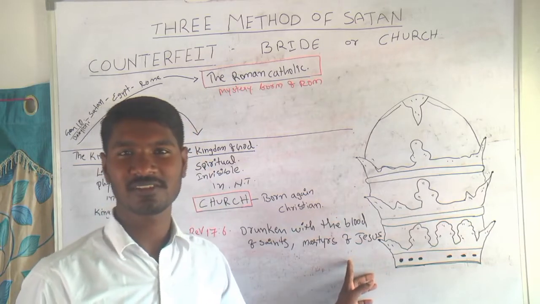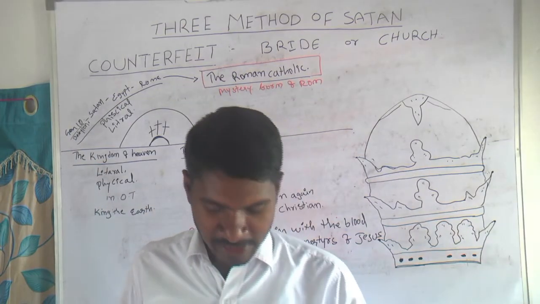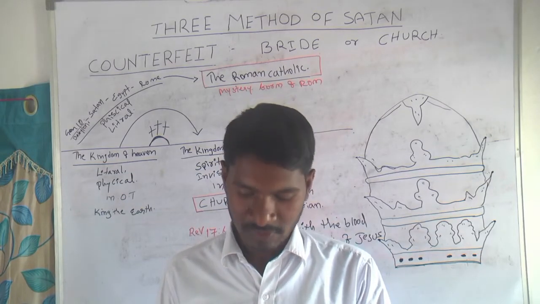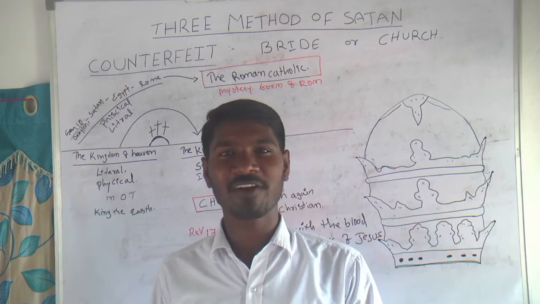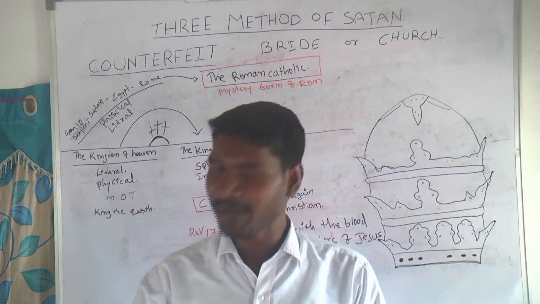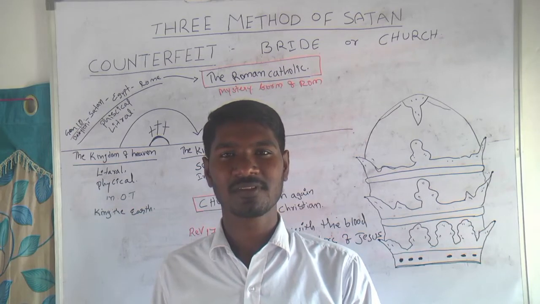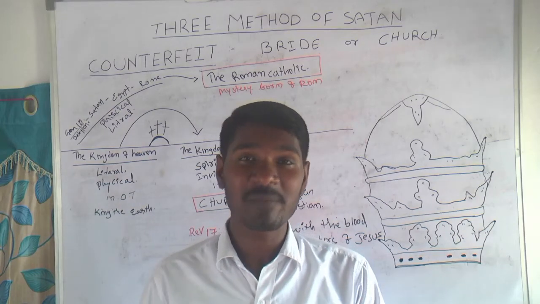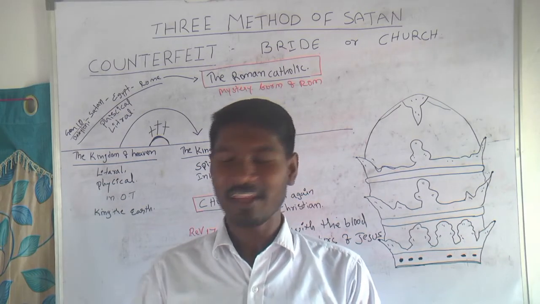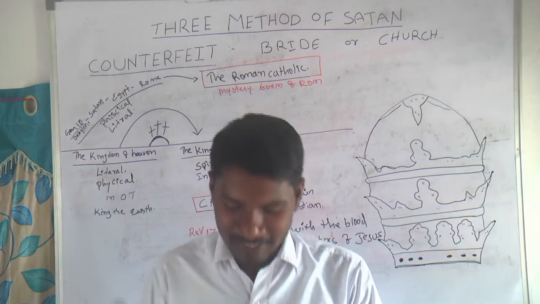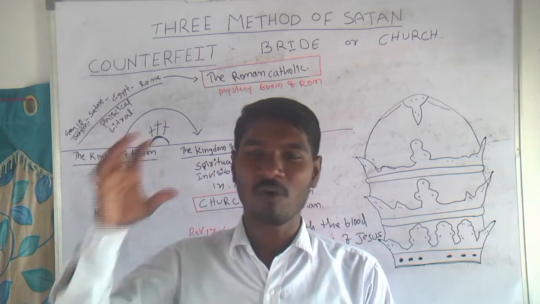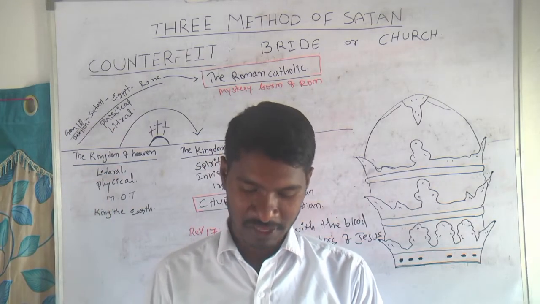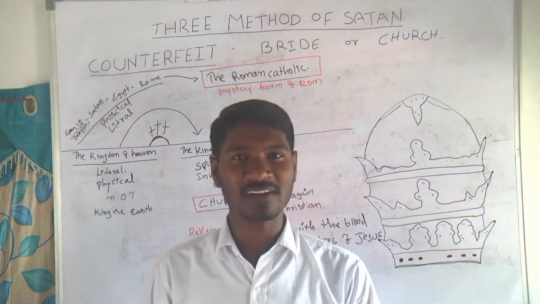For the last 1500 years, this woman has been responsible for the killing of born again, Bible believing Christians. Read the biography of Martin Luther. They wanted to kill him many times because he was a Bible believing, born again Christian. That is the reason the Roman Catholic Church wanted to kill him. They tried many times.